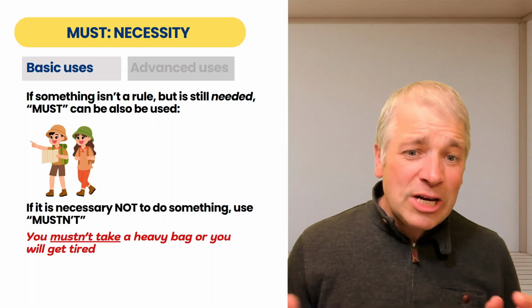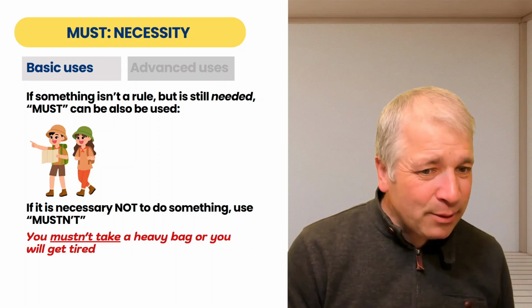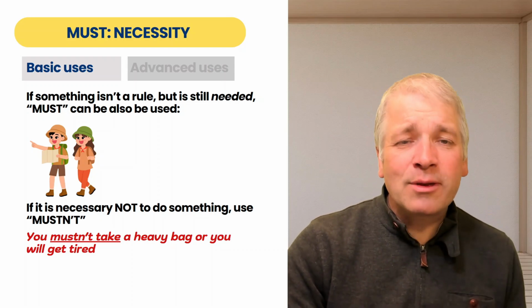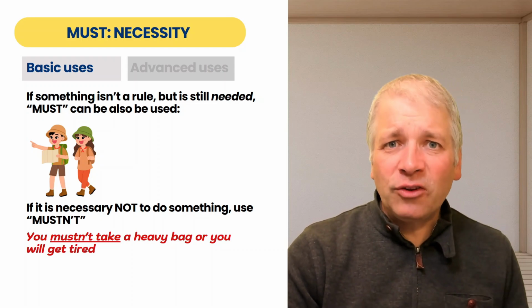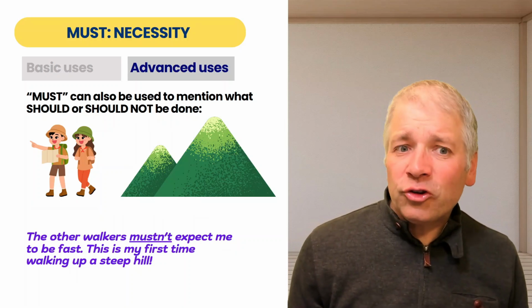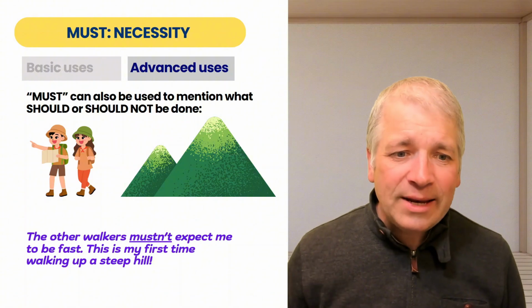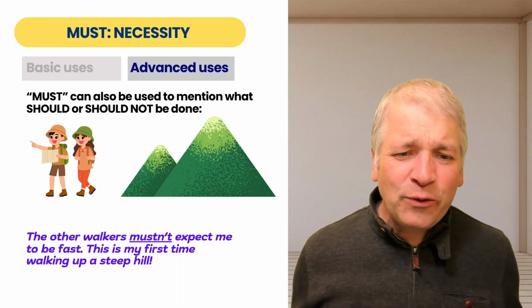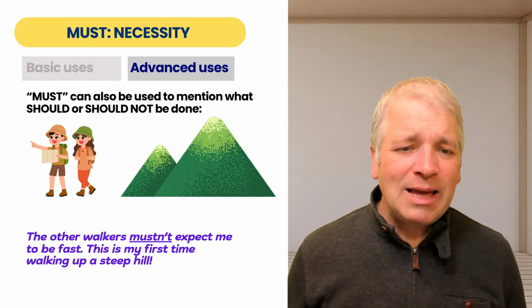If it is necessary not to do something, use mustn't. You mustn't take a heavy bag or you will get tired. Again, it's not a rule, it's just what is necessary for you to complete the task. Must can also be used to mention what should or should not be done. The other walkers mustn't expect me to be fast. This is my first time walking up a steep hill.